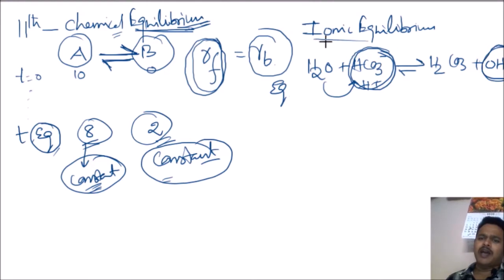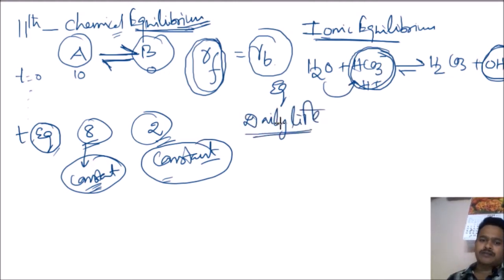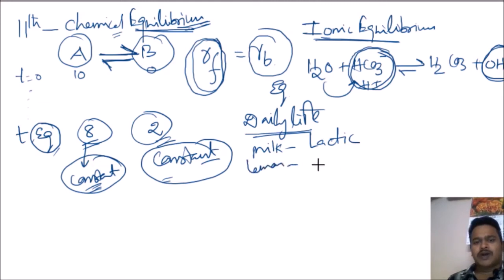Why did we study ionic equilibrium separately? Why do we study equilibrium with ions? Because in our daily life, whatever we are using, and also in our body, some electrolytes are involved. In daily life, milk contains what acid? Lactic acid. Lemon contains what acid? Citric acid.